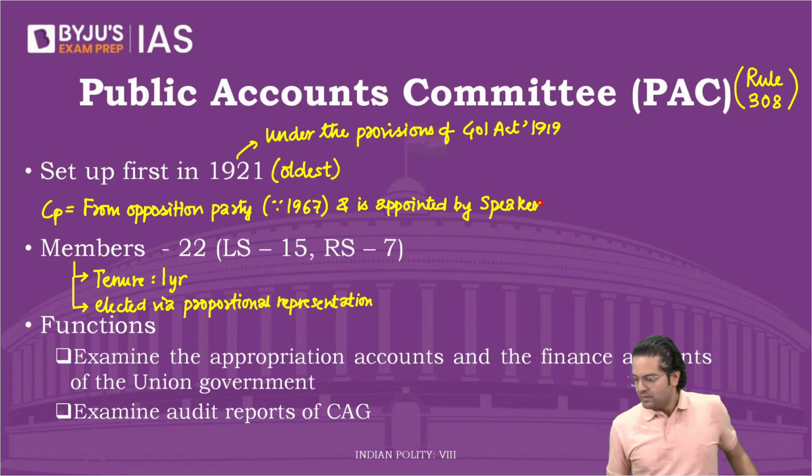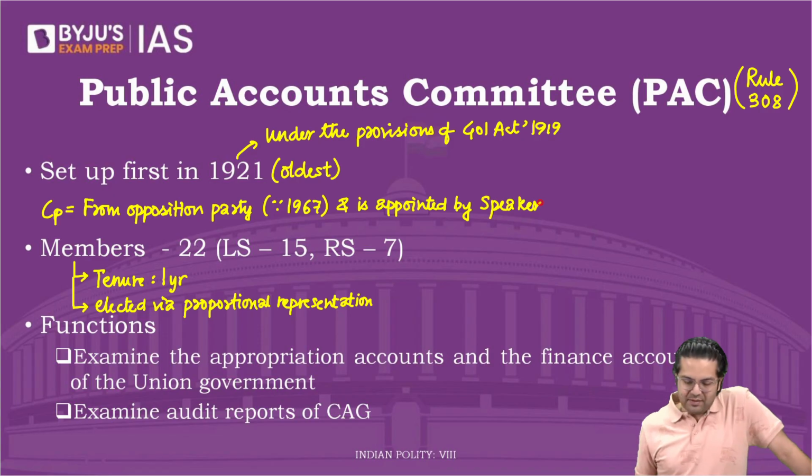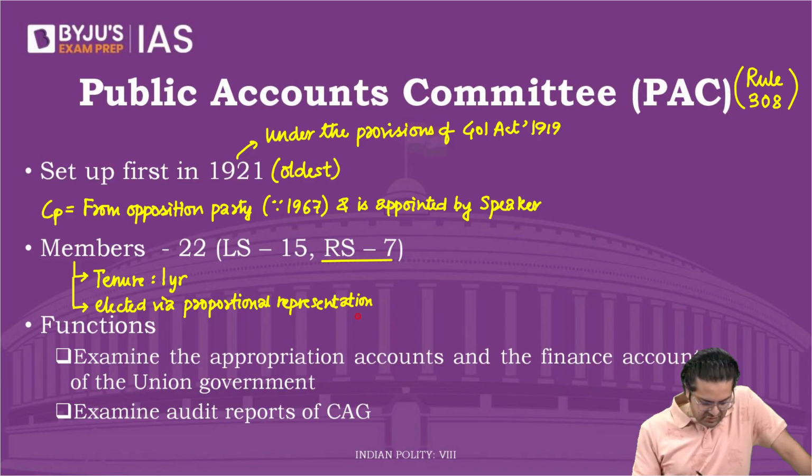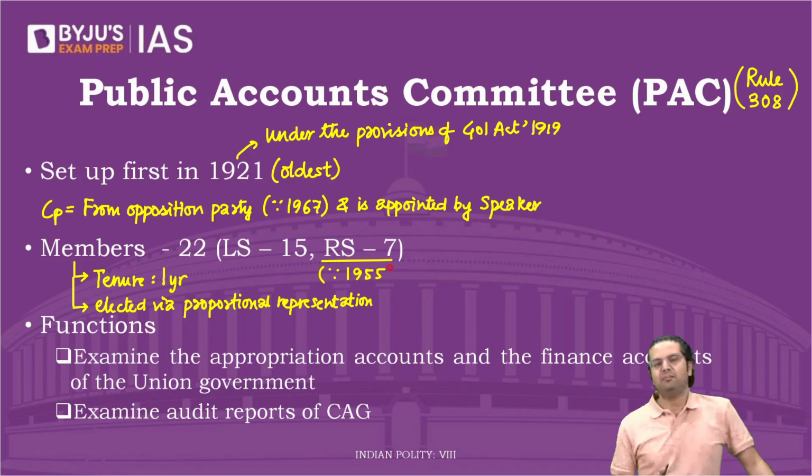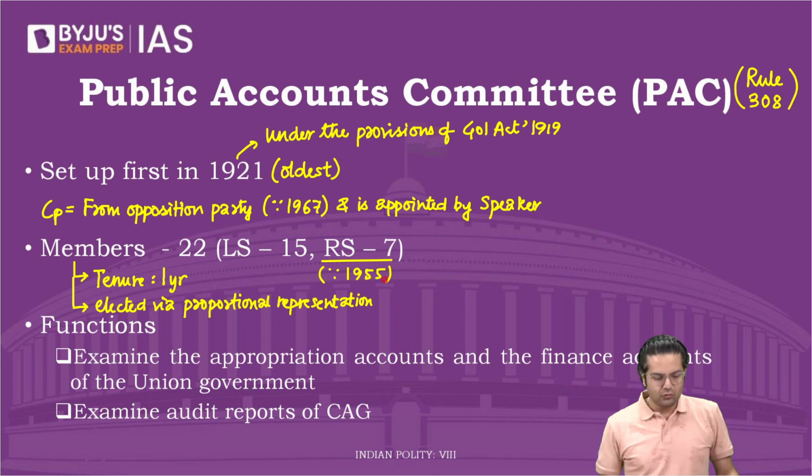Okay. One more thing. This committee used to be originally just a select committee, meaning members from Lok Sabha only. Rajya Sabha membership has been introduced since 1955. So since 1955, this committee has 7 MPs from Rajya Sabha also. Clear? Basic information.